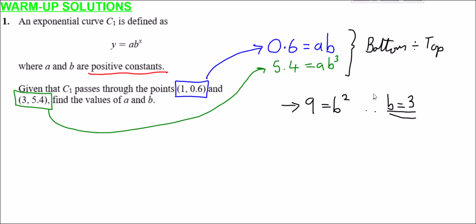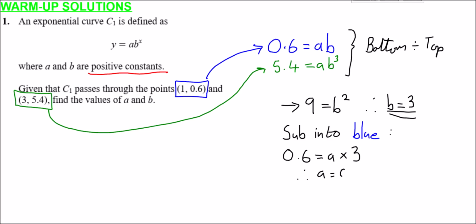So now we know that b is 3, we can now sub this back in to the blue equation, or even the green. So substitute this into the blue equation. What we get now is 0.6 equals whatever a is, multiplied by b. We've worked out that b is 3. So therefore, divide through both sides by 3, we get that a must be 0.2. Hence we've cracked question 1.